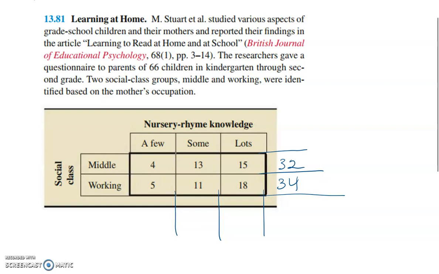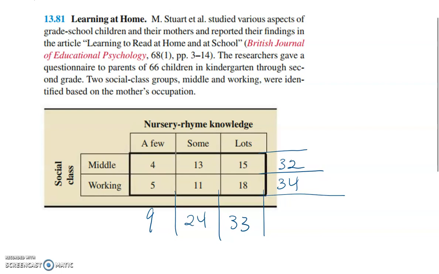Now, of the total 66 children, how many declared they only knew a few nursery rhymes? That would be 9. How many declared they knew some? That would be 24. And how many declared they knew lots? That would be 33. Now, just to double check that you did your math right, add each row and each column of marginal values separately to make sure you get the same number.